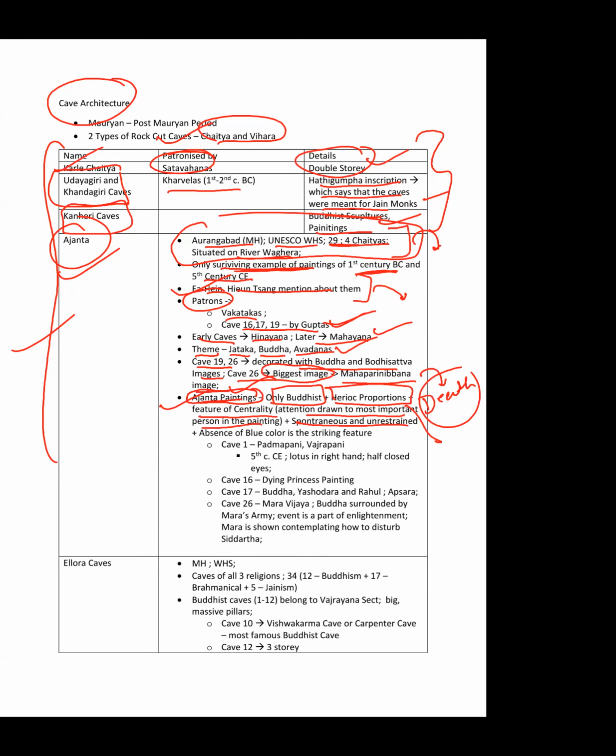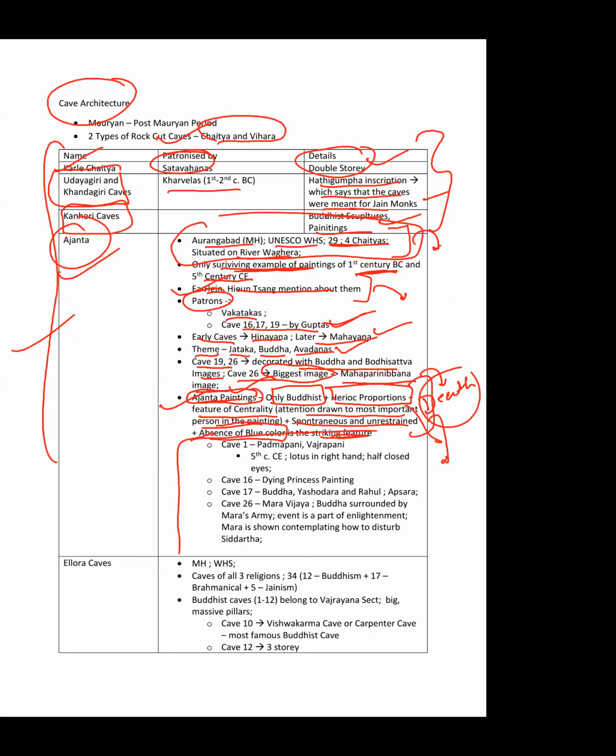I've told you that these are the things you do not need to remember, that is optional for you. But Ajanta caves and Ajanta paintings, moreover when it relates to Buddhism, that is an important theme, right? So if you remember these points now, it will definitely give you an edge. Absence of blue color is the striking feature, right? When I give you the PDF tomorrow, the important points will be bold, right?